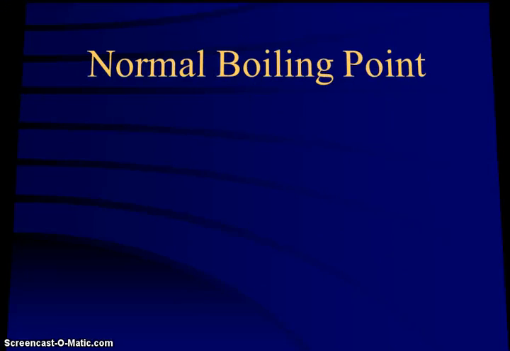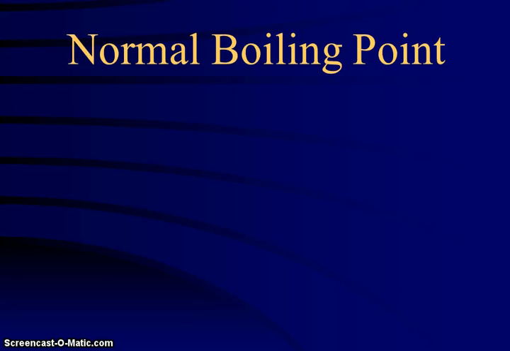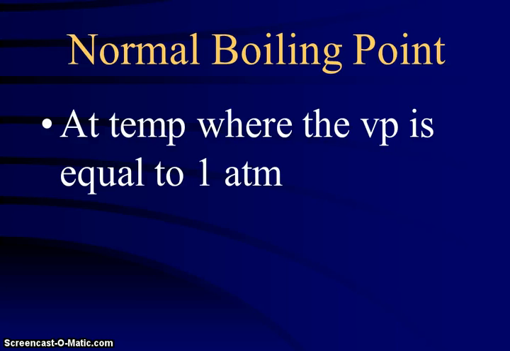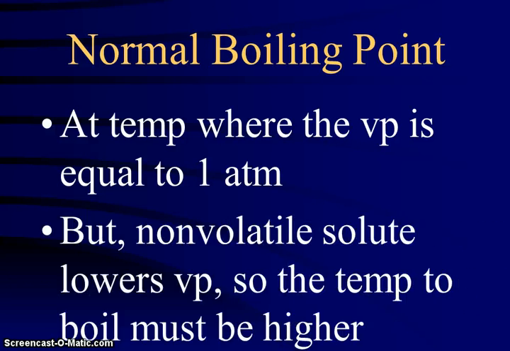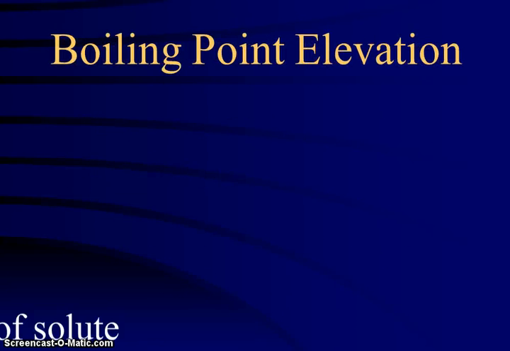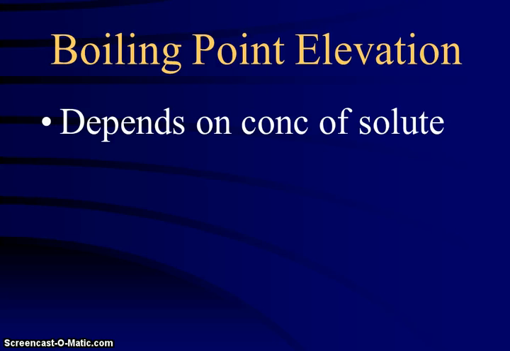And because phase changes are dependent on vapor pressure, these will affect all our phase changes. So let's talk about normal boiling point. We know that normal boiling point is the temperature where the vapor pressure is equal to 1 atmosphere. But if a non-volatile solute lowers the vapor pressure, the temperature to boil the substance must increase. So when we look at what's referred to as boiling point elevation, it depends on the concentration of the solution.